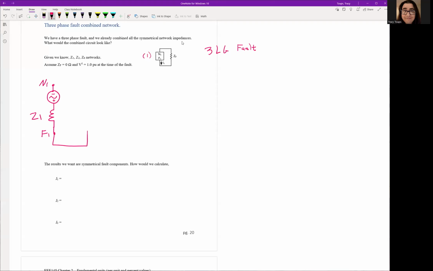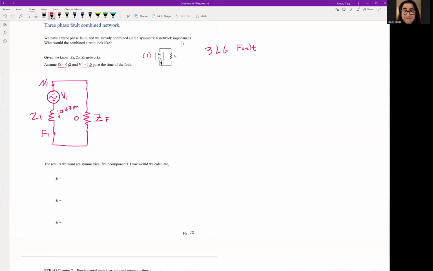Let's keep on building our network. We do have a ZF if we had one, so let's add that in. Fault impedance to ground is typically resistive, so we draw a resistor, ZF. I gave you some information: we're going to assume zero impedance, so this is 0 ohms and we don't have to worry about that. Our voltage is 1.0 per unit, so our V1 voltage is known. Z1 we already know is j0.47 per unit. You calculated that previously.